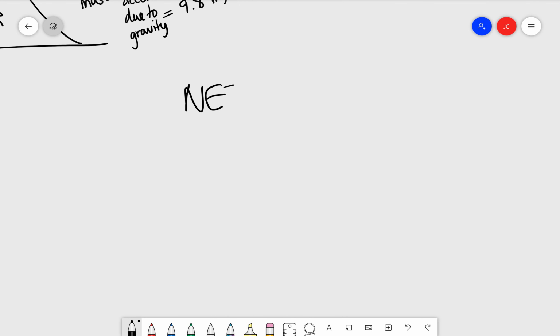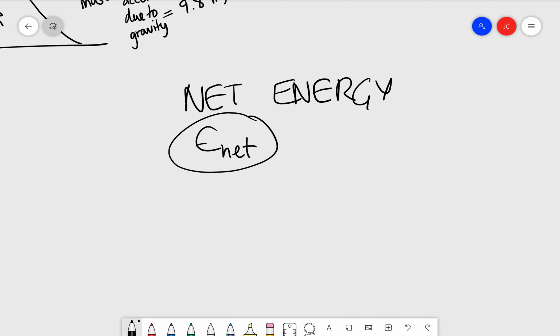One of them is net energy, and we deal with net of a lot of things in physics. We've dealt with net force, we dealt with net work in the last video. Now we have net energy, which is of course just E net. And net energy is exactly what you think. It's the total energy for a system.